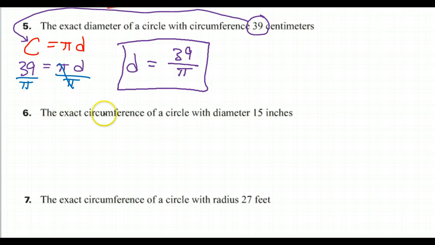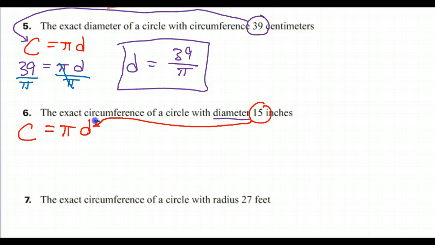Let's go ahead and do number 6. Find the exact circumference of a circle with diameter 15. There's that word diameter again. So once again, let's go ahead and use the version of the formula that involves diameter. Circumference is pi times diameter. Okay, diameter is 15, so we can definitely go ahead and take this 15 and put it in for diameter. So this will become circumference is equal to pi times 15, right?